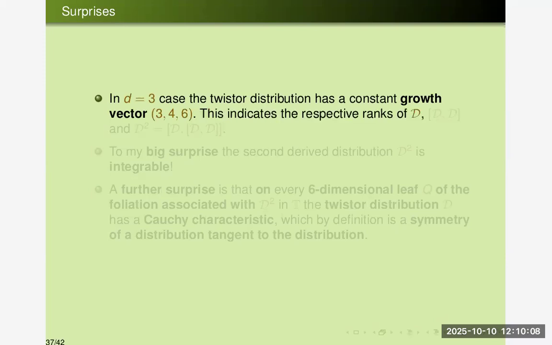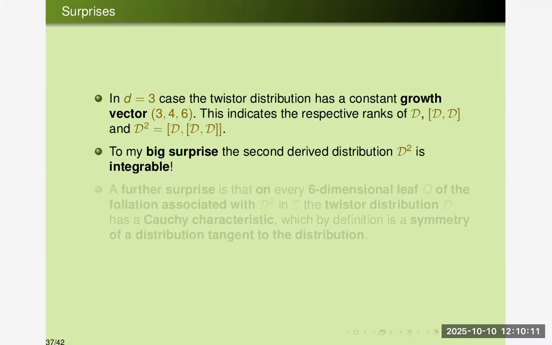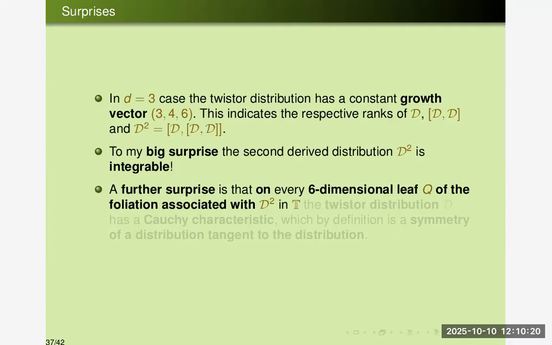Okay, so as I said, to my big surprise, the second derived distribution is integrable. It's a big surprise for me, but a further surprise is that on every 6-dimensional leaf of this D2, the twistor distribution is very special because it has something which is called Cauchy characteristic. Cauchy characteristic is a certain symmetry, a symmetry of a distribution lying in the distribution. That's what Cauchy characteristic is.